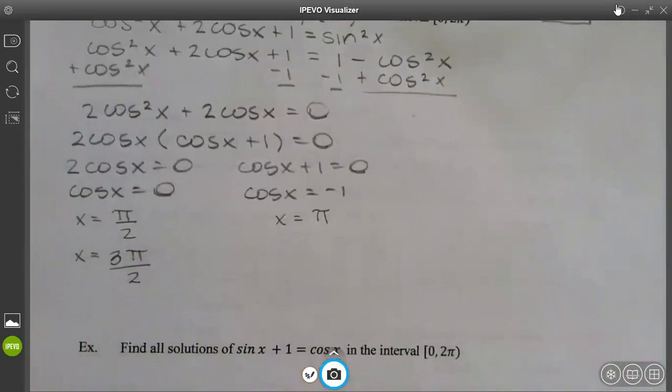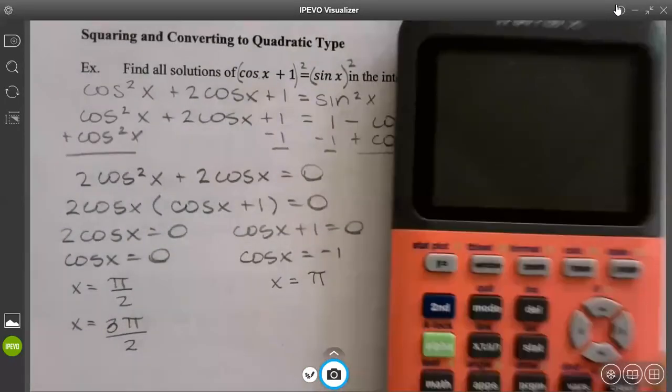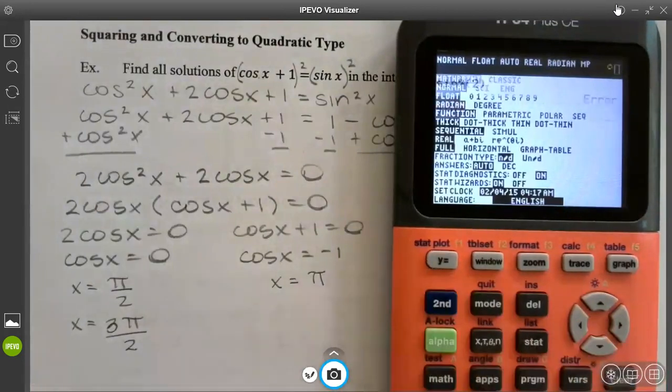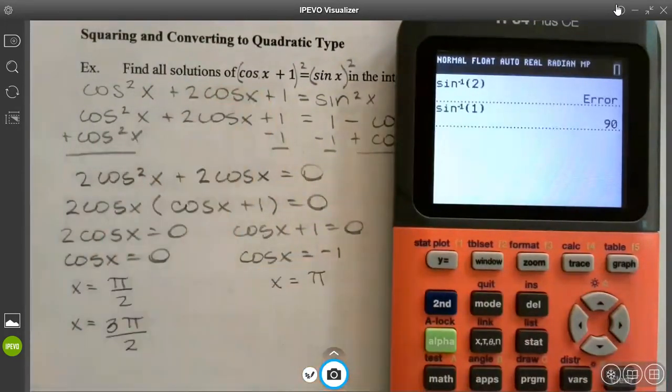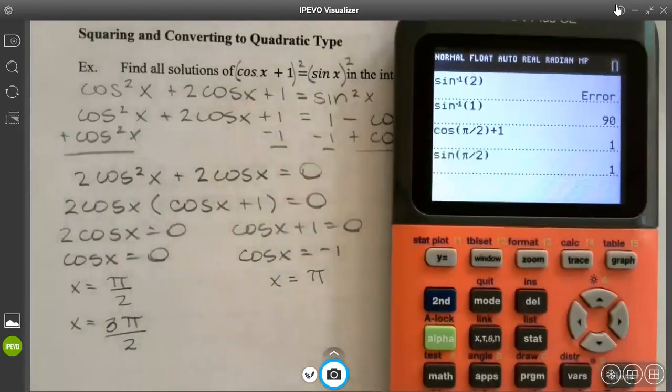And then what it's asking you to do is check in the very top that these work. How do you do that? You literally plug them in. I'm going to go back to mode because I'm plugging in radians. And I'm going to go back to the very beginning. Cosine of pi over 2 plus 1. Does that equal sine pi over 2? So that one works. We can box it. So this one works.